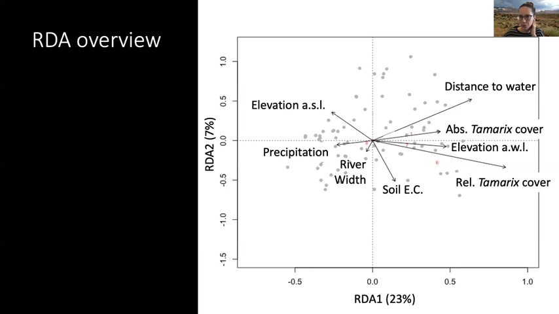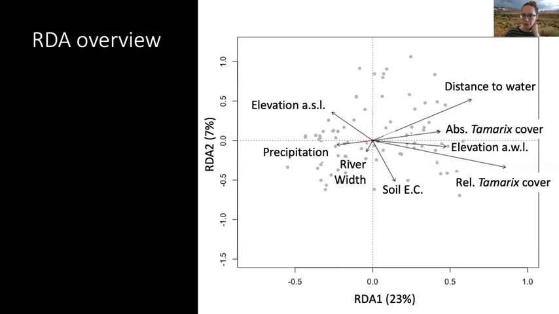Okay, so I should mention here that elevation above sea level is also negatively correlated with temperature. So over here, the low sites are also hotter. Now on the other side of the RDA, this RDA1, we have the opposite types of sites. So high elevation above sea level, higher precipitation, closer to water, and low Tamarix cover.